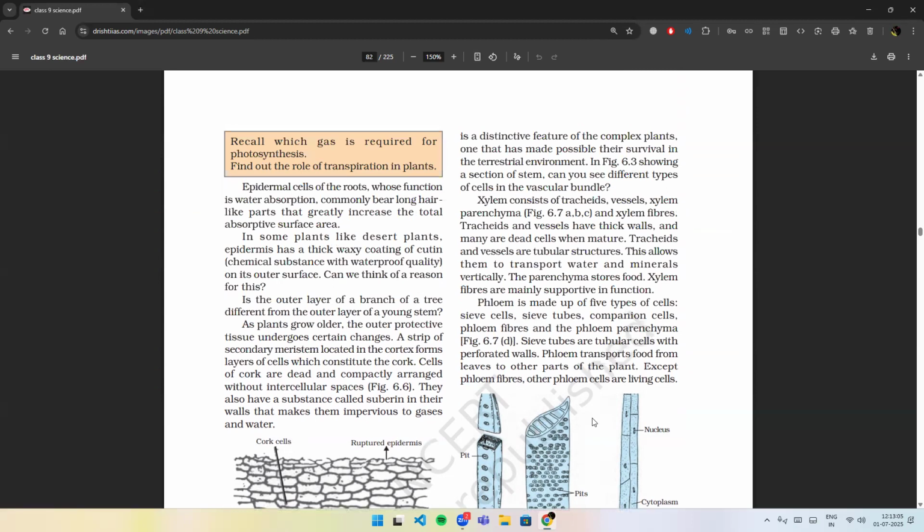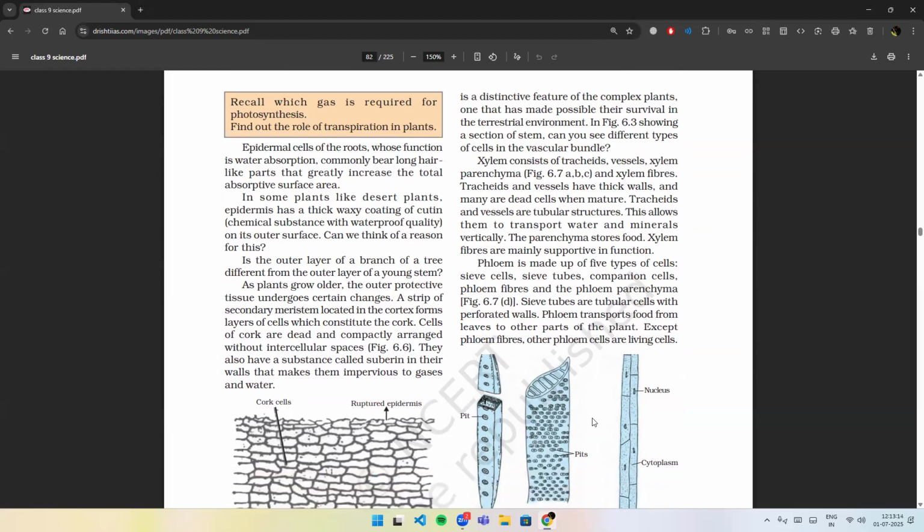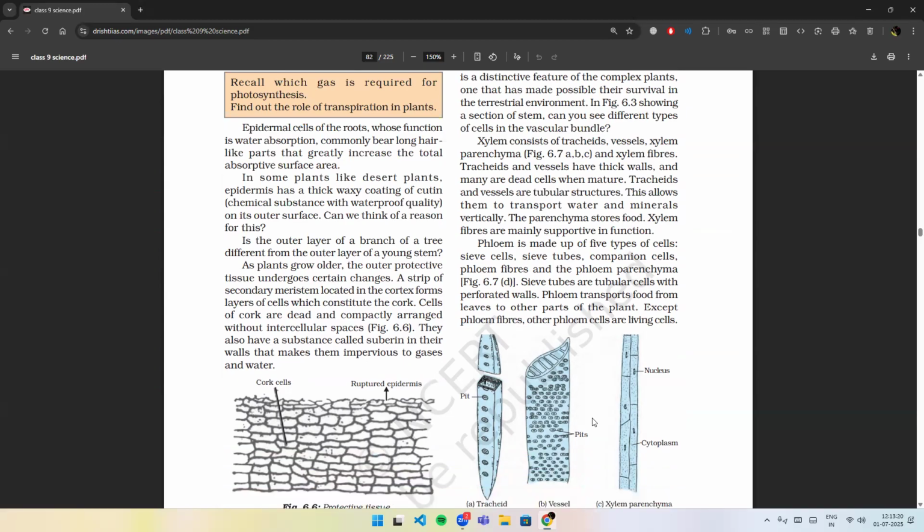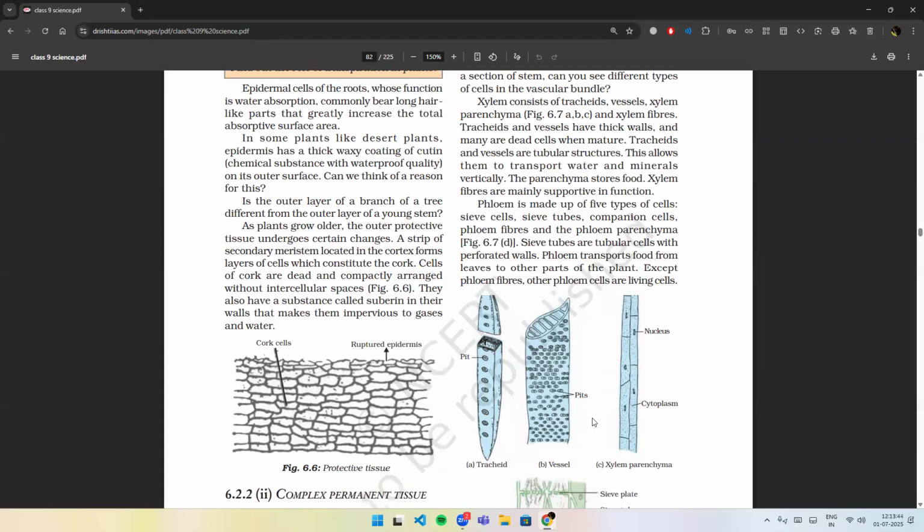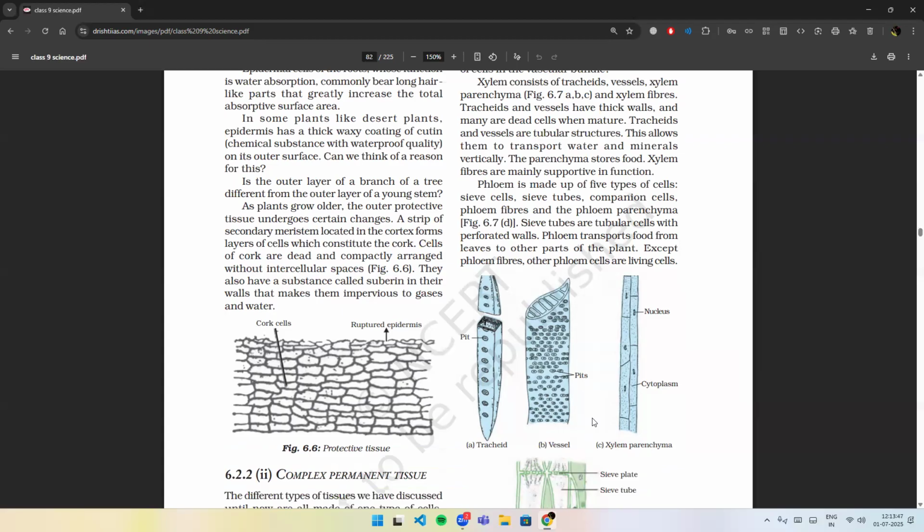Vascular tissue is a distinctive feature of the complex plants, one that has made possible their survival in the terrestrial environment. In figure 6.3, showing a section of stem, can you see different types of cells in the vascular bundle? Xylem consists of tracheids, vessels, xylem parenchyma, and xylem fibers. Tracheids and vessels have thick walls, and many are dead cells when mature. Tracheids and vessels are tubular structures. This allows them to transport water and minerals vertically. The parenchyma stores food. Xylem fibers are mainly supportive in function.